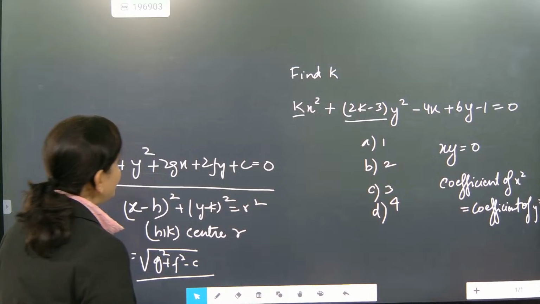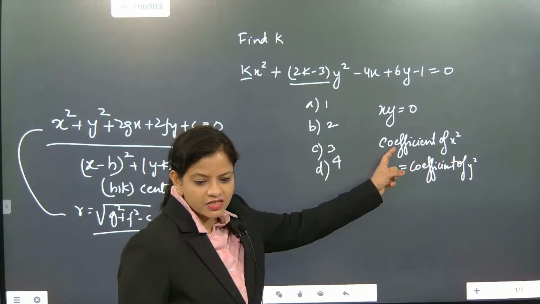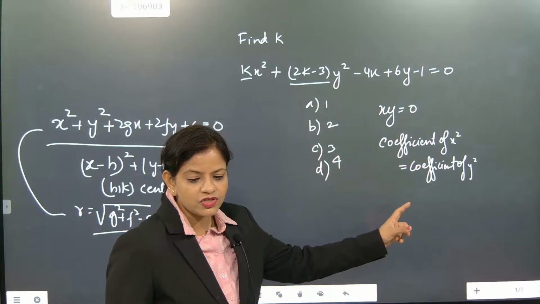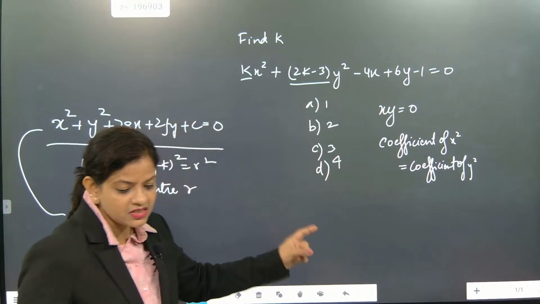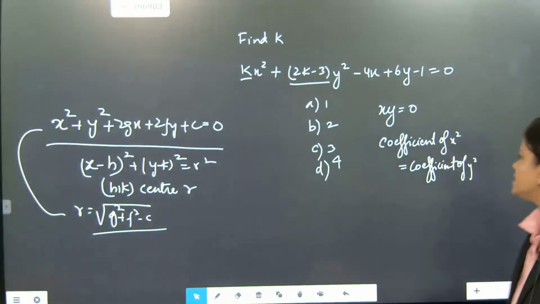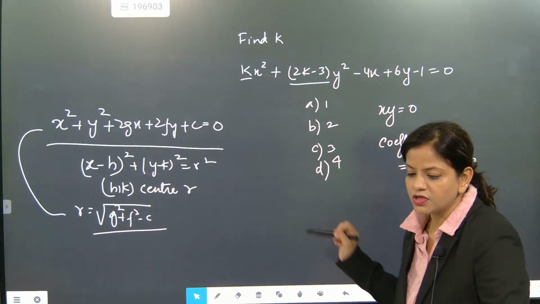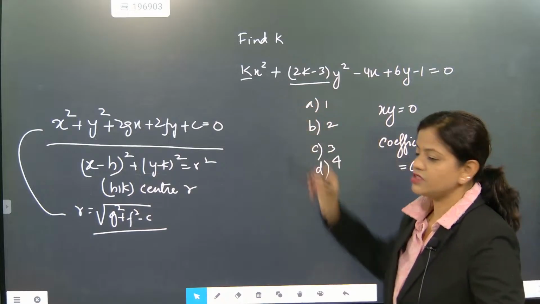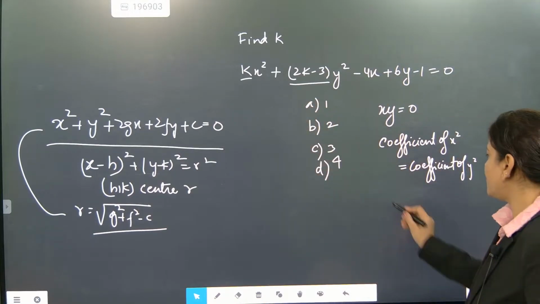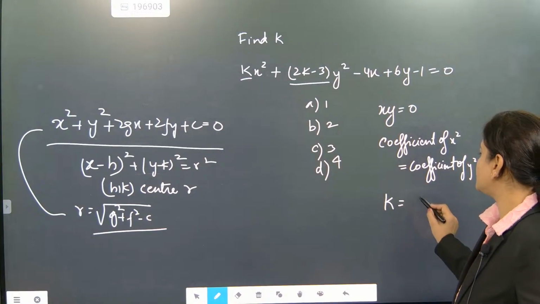This is the statement of circle, beta. What is the statement of circle? The coefficient of x square is equal to the coefficient of y square. And Akbar is absolutely correct, beta. God bless you. So this is the correct answer. What has been given is that the coefficient of x square is equal to the coefficient of y square. So what is the coefficient of x square? The coefficient of x square is k. And what is the coefficient of y square?